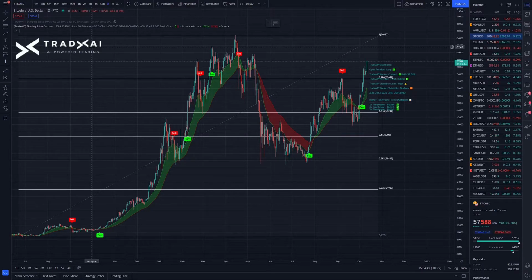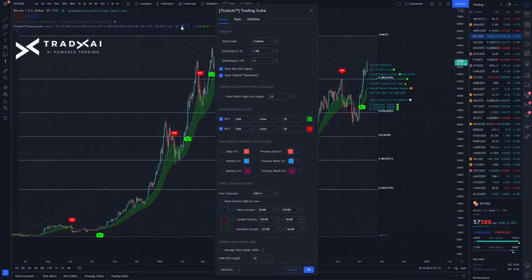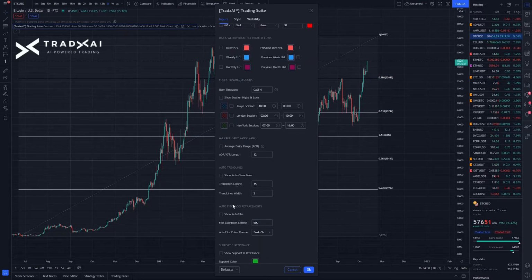Let's make the trading suite visible first and remove some indicators just for easier representation. I'll turn off buy and sell signals as well the dashboard and moving averages. Then I'll enable auto fibs. The important setting to set is fibs lookback length that tells the algorithm how many candles to watch. I have set the length to 500.